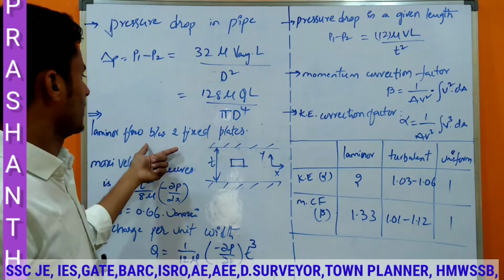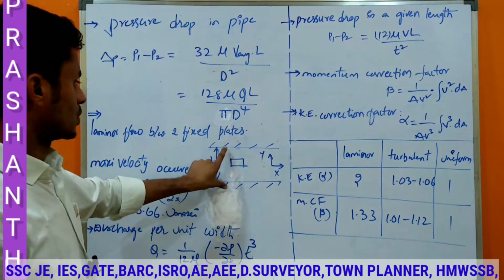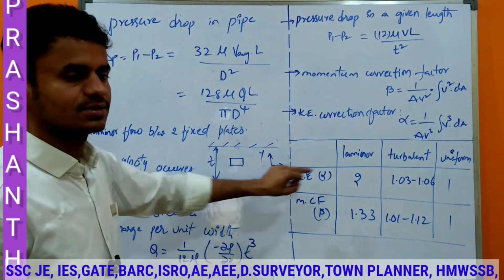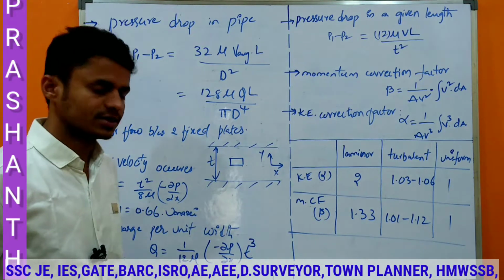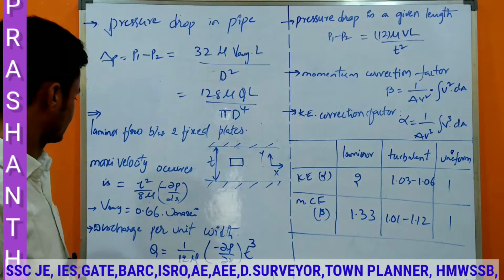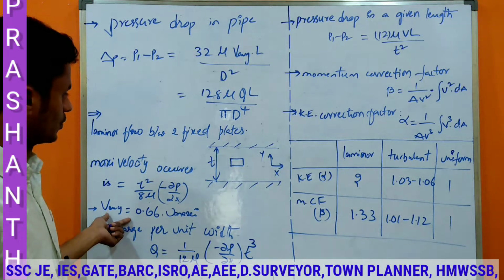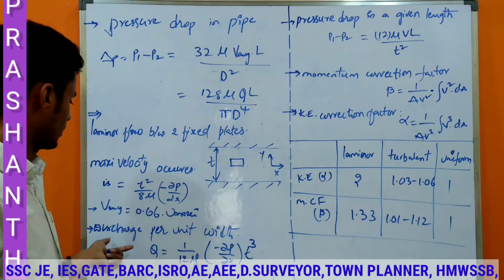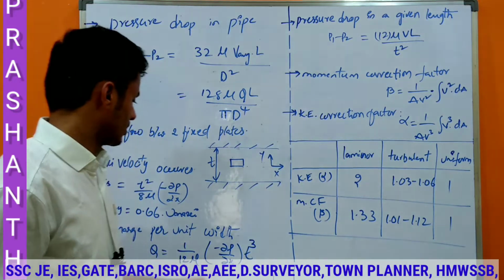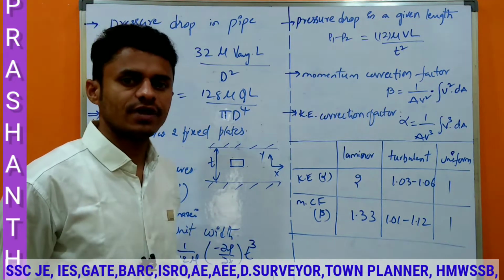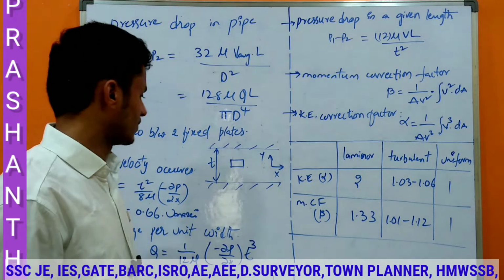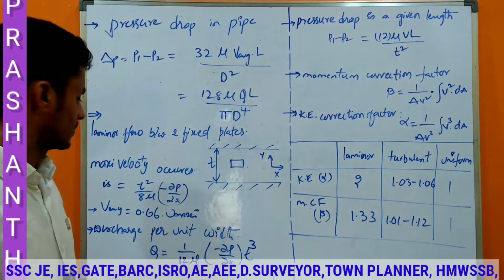Laminar flow between two fixed plates. Here the total thickness is T. It is a small element here. This is the y direction, this is the z direction. Maximum velocity occurs at T square by 8 mu into minus dou P by dou X. This is for the fixed plates. Average velocity equal to 0.66 into u max. In the examination they will give the u max value and ask you to calculate the average velocity. Then we have to use this formula.